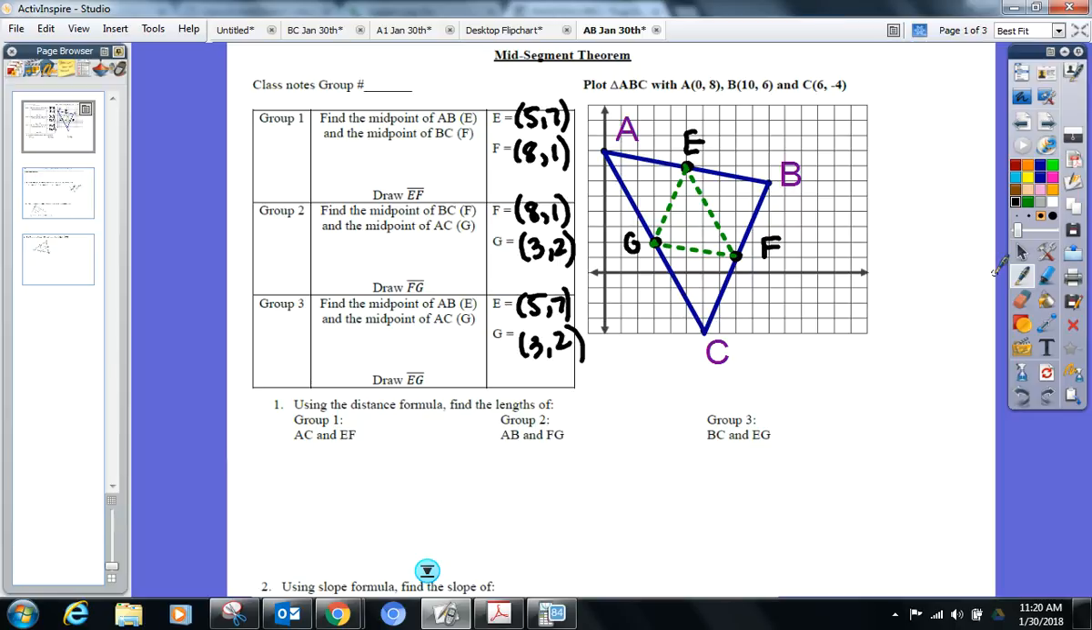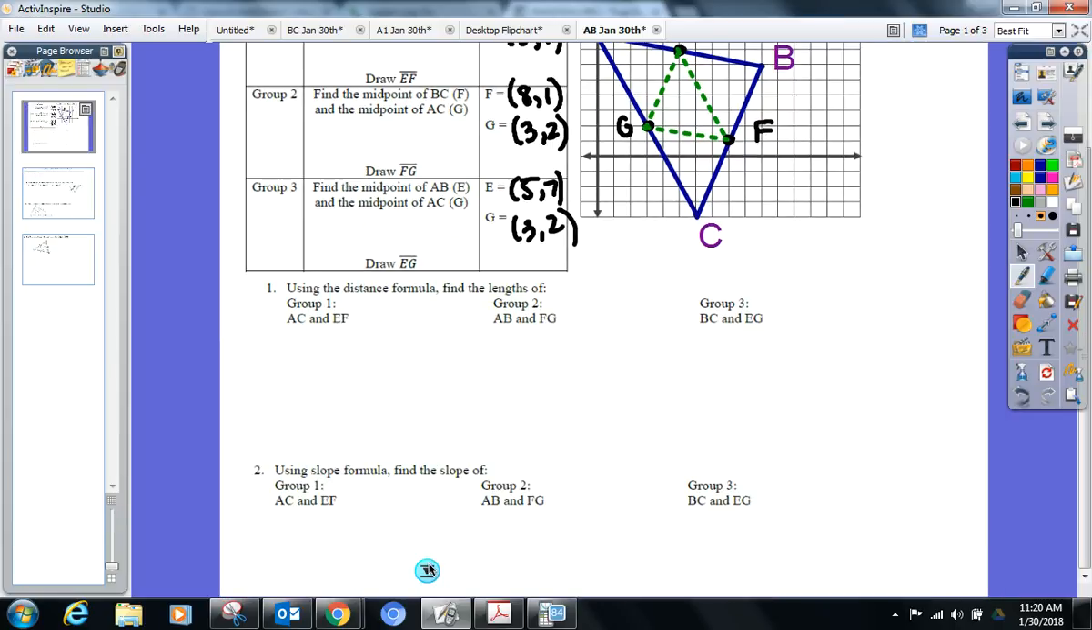Group 1, everyone see your job? Find the distance of AC and EF in simplest radical form. Group 2, you got the distance of AB and FG. Group 3, you got BC and EG. Simplest radical form, everybody. Distance formulas. Here we go. And hopefully you see some type of relationship between your 2 distances you are finding. And just do your group's responsibility.